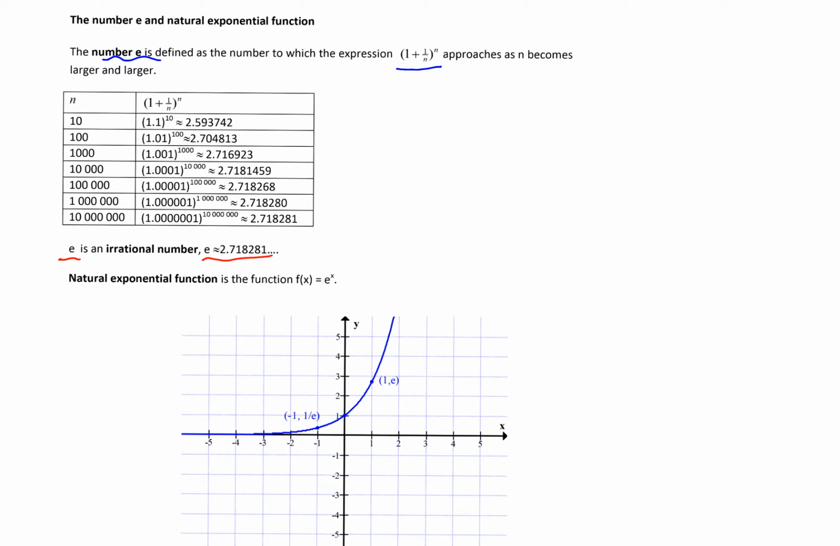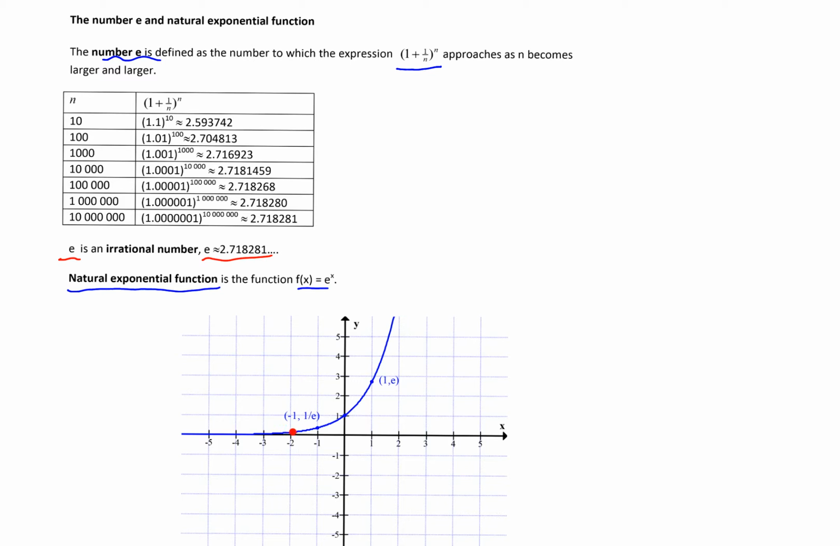Since e is a positive number and different than 1, we can consider an exponential function with e as the base, that is, the function f(x) = e^x. This function is called the natural exponential function. The graph of this function will behave like the graph of any exponential function with the base greater than 1.